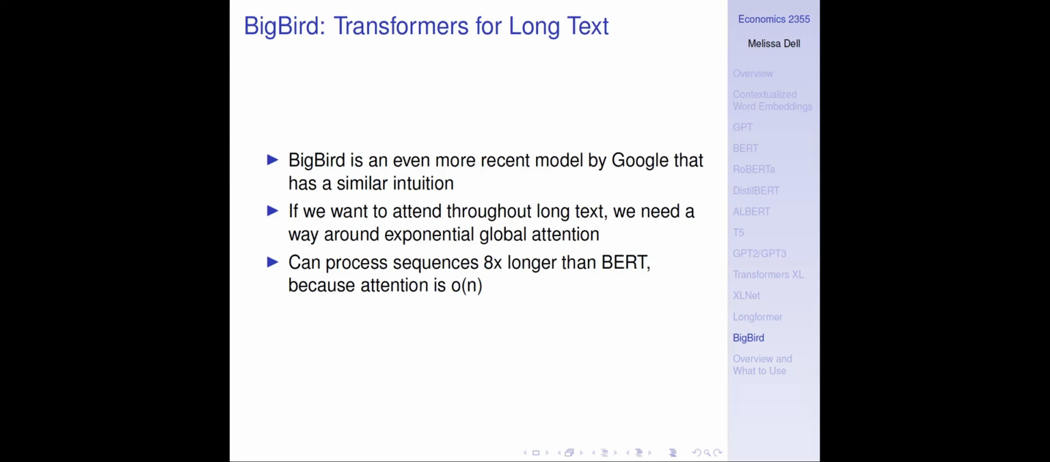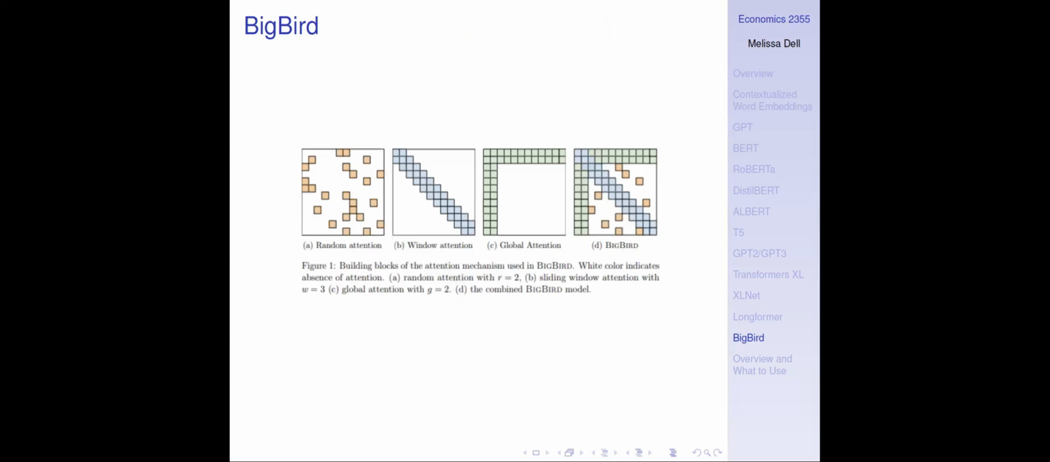So again, if we want to attend through long text, we can't have quadratic global attention. Big Bird is able to handle sequences that are 8 times longer than BERT because it comes up with a formulation for attention that's just linear in complexity. What it does is combine several different types of attention. There's the window attention and the global attention for certain tokens, just like in Longformer, but it also combines this with random attention.